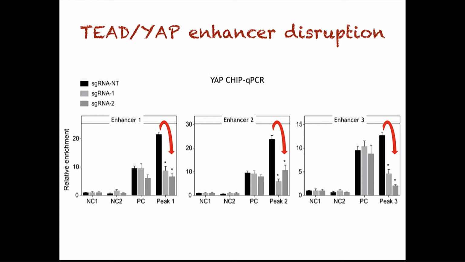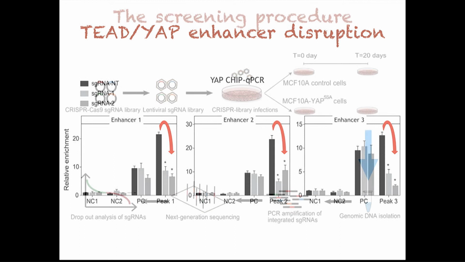You could see that the binding of YAP to these regions is dramatically reduced. So this is a polyclonal population, and it's at least a 2-fold to 4-fold reduction in each case, a very specific reduction. So we conclude that this method works to interrupt YAP binding to these enhancers in a specific way.